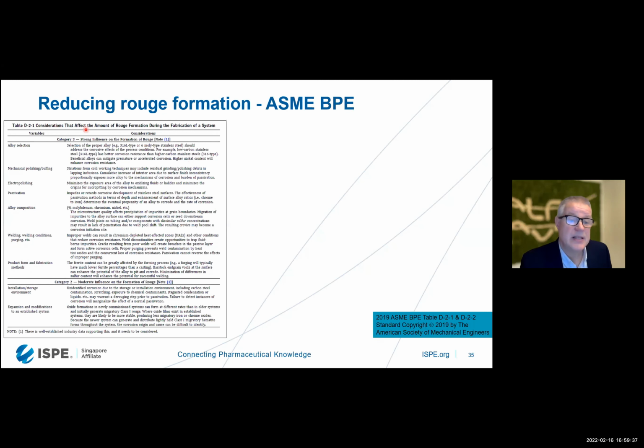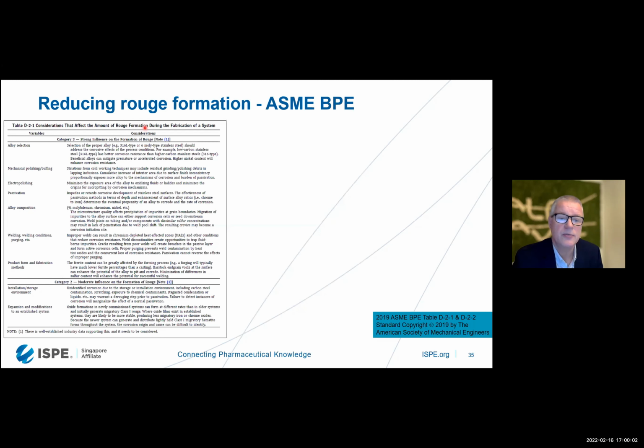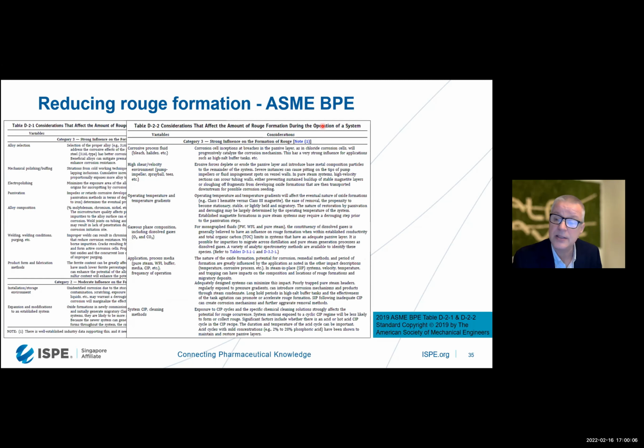And then these are category 3 that have a strong influence on the formation of rouge. And then they also have a category 2, which is moderate influence on the formation of rouge, where they talk about the installation and storage environment, expansion, modification to an established system. And then they also have a table for, as I mentioned, because the previous table here was formation during the fabrication of the system, and the other table is during the operation of the system.